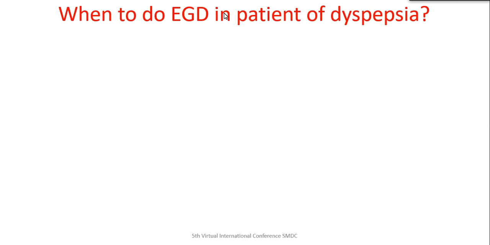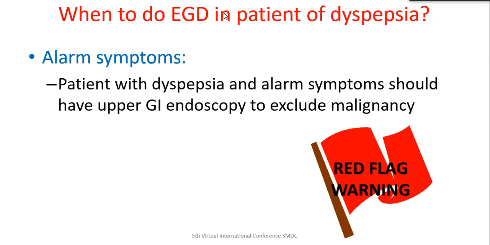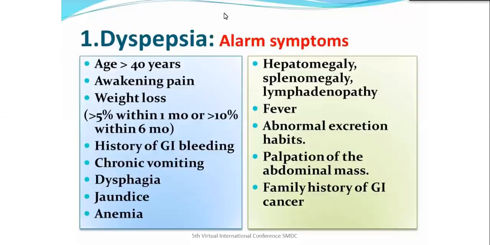Another thing which is used for deciding regarding the need for endoscopy is alarm symptoms. We believe patients with alarm symptoms of dyspepsia should have an endoscopy. And these are the alarm symptoms all of us know very well, and these should always be asked in the history. It's like age, persistent pain, weight loss, GI bleed, vomiting, and dysphagia. These are the symptoms which need to be explored.